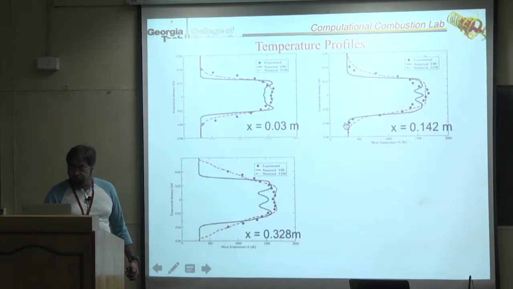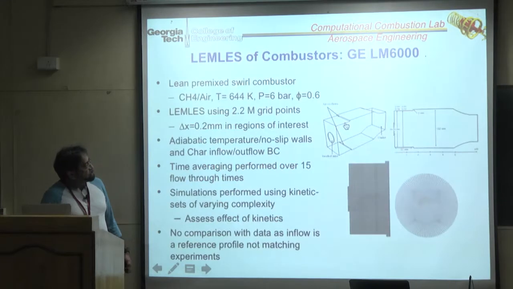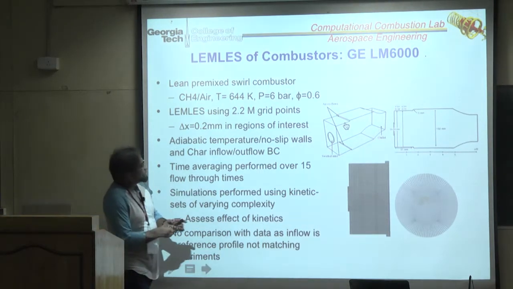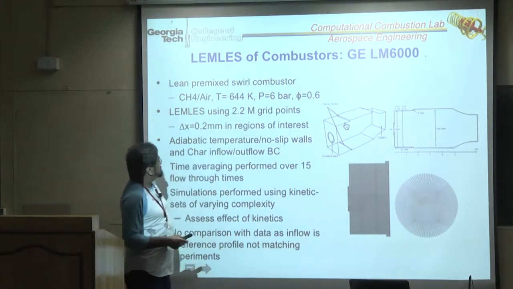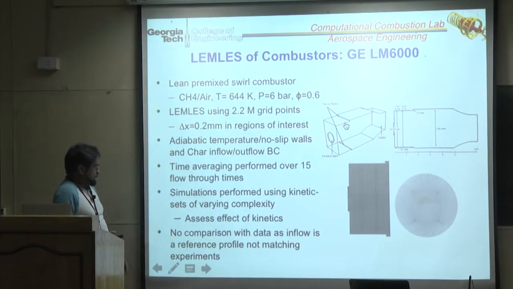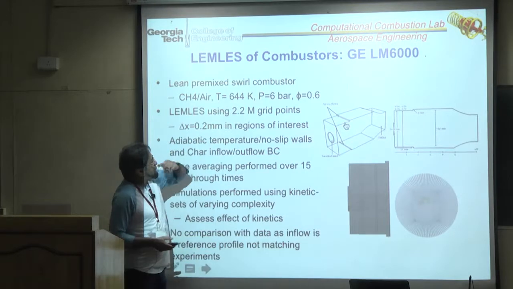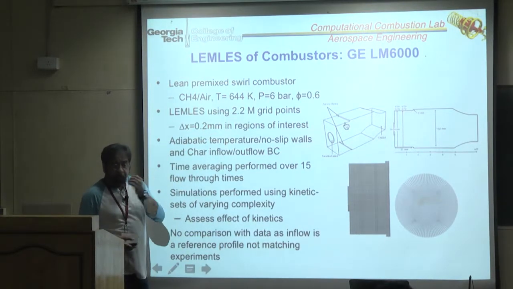So that's one example. Another example is slightly more complicated. This is a GE LM6000. This is one of the burners used in power generation gas turbines. In the real system, there are multiple. I'll show you some results of that. What we're trying to do in this one is fix the grid at around 2.2 million grid points, and I forget how many LEM cells there are, and it is a methane-air preheated mixture at 6 atmospheres, so it's a little high pressure.